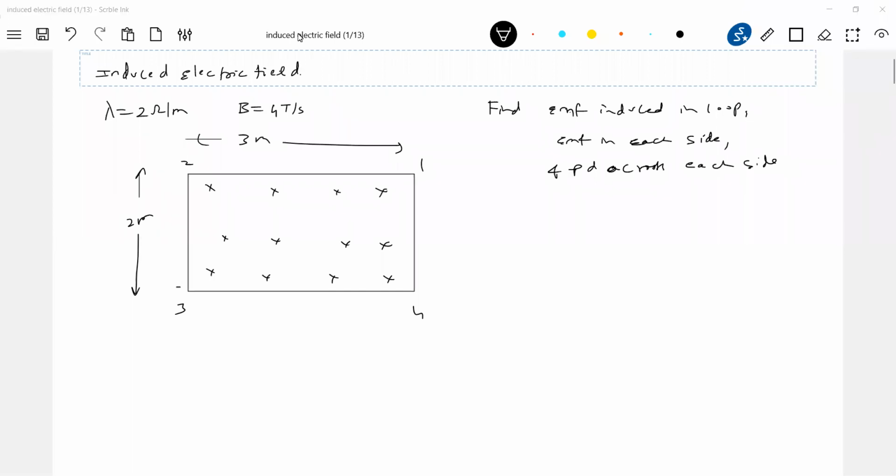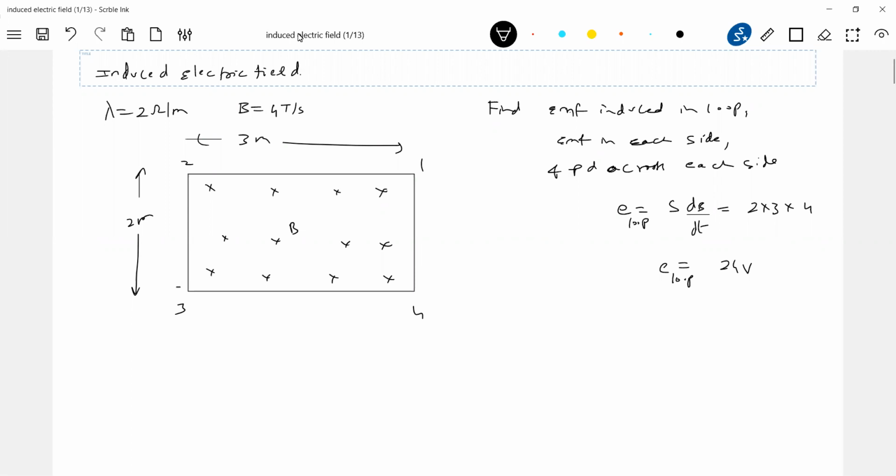First, what is the B bar? So what is the area of the loop? 3 into 2. Magnetic field is varying, so what is the EMF induced equal to? S into dB by dt. The magnetic field varies with the time, 4 Tesla per second. So area of this will be 2 into 3, and this is 4. 2 3 is 6, so 24 volt is the net EMF induced in the loop.